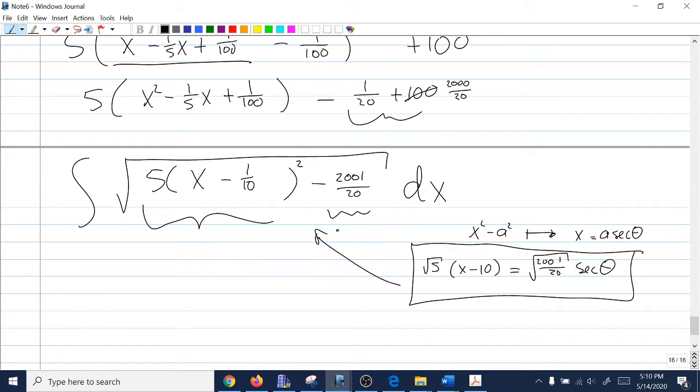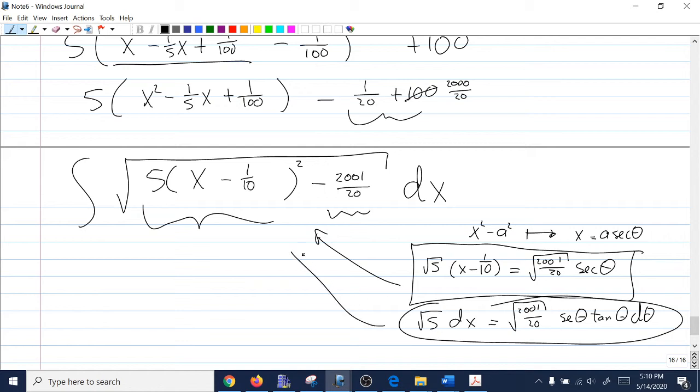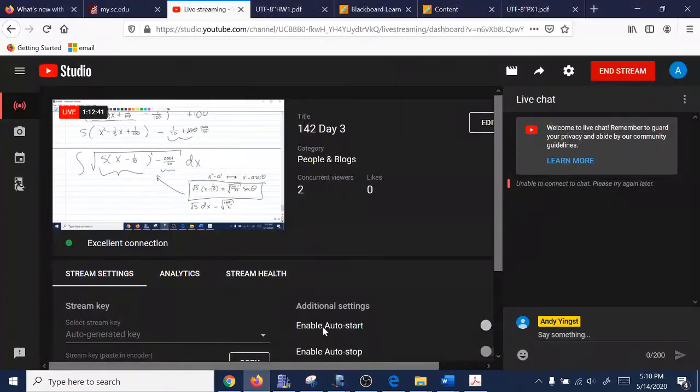I'm not actually going to go through the rest of this. Oh, not x minus 10, it was x minus 1/10. The dx version would be: derivative of this is root 5 dx equals derivative of this is root 2001 over 20. Derivative of secant is secant theta tangent theta d theta. So this is the d version of that substitution. I'm not going to go through it. I don't think there's anything in the homework that's quite this bad, although you do have to deal with these gross square roots, but not all of them at a time in the homework. Yeah, I'm going to stop lecturing here. That was a rough one.